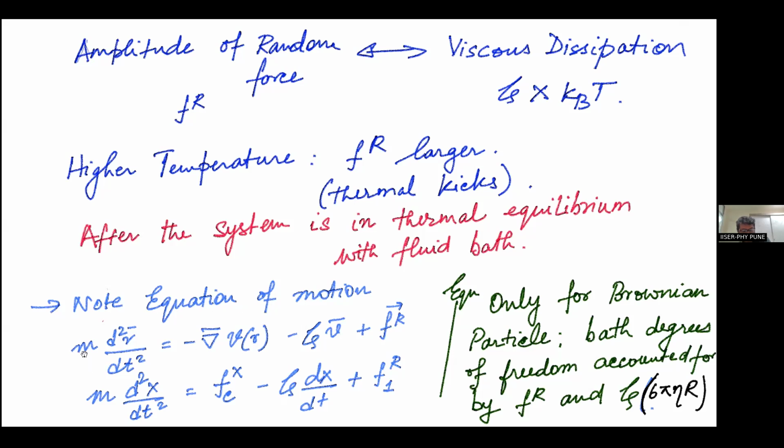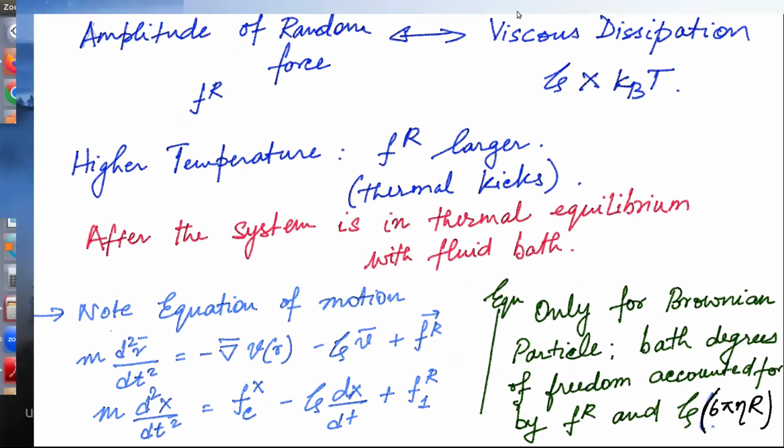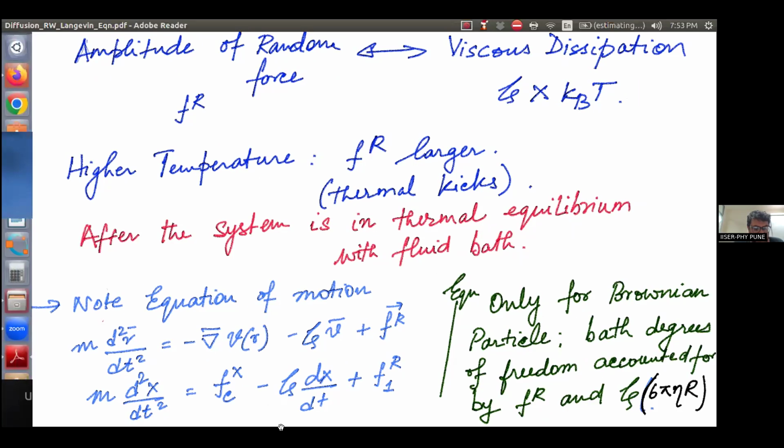Now, note the equation of motion: m d2r/dt2 equals minus grad V minus zeta v plus f. This is the so-called Langevin equation. Now, in one dimension, instead of the r vector, you can write x, the x component of the force, minus zeta dx/dt plus f, one random number generated, one value in one direction, right?